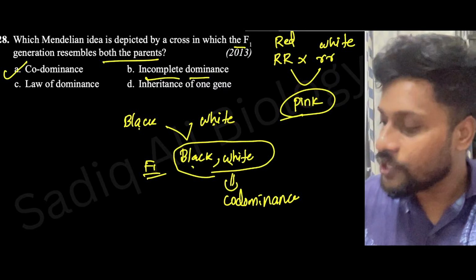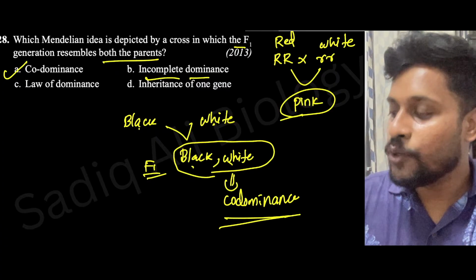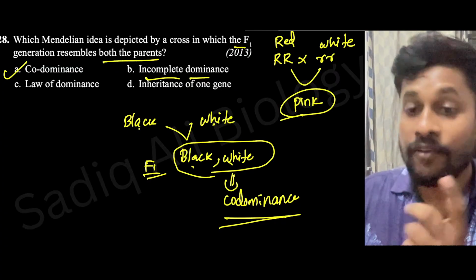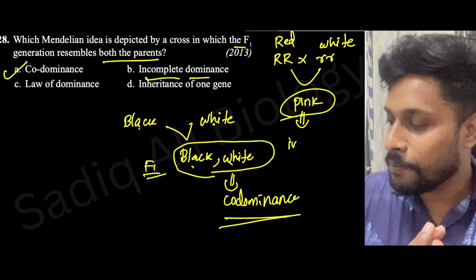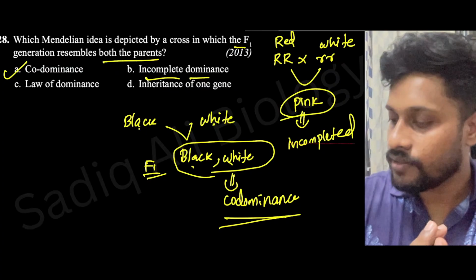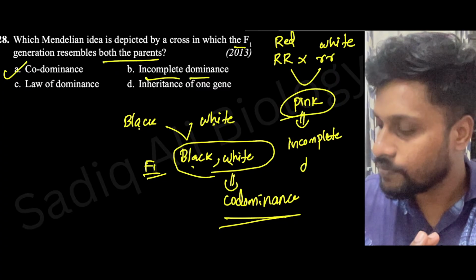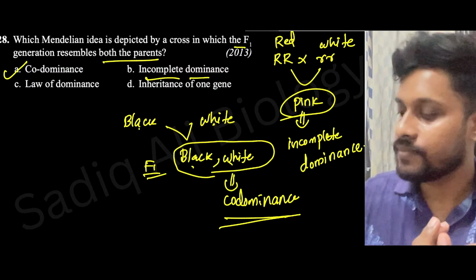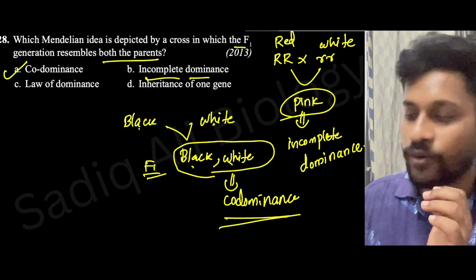Here, what is the difference? Here you see pink. Both of the parents do not have pink, which means they are getting a color in between. Yeah, very good, Nitya. Intermediate. This is called incomplete dominance. So what will be the answer? Option A, right? Very good, guys.